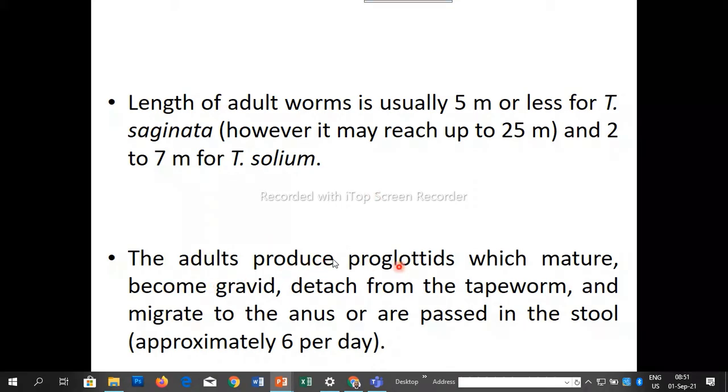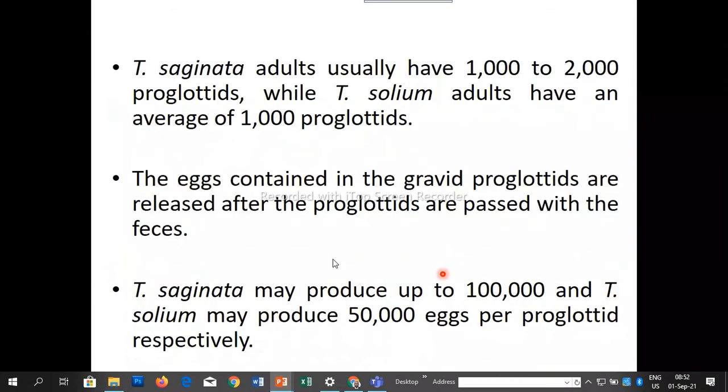The adult produces proglottids which mature, become gravid, detach from the tapeworm, and migrate to the anus or are passed into stools. Approximately 6 proglottids per day. Taenia saginata adults usually have 1,000 to 2,000 proglottids, while Taenia solium adults may have an average of 1,000 proglottids.